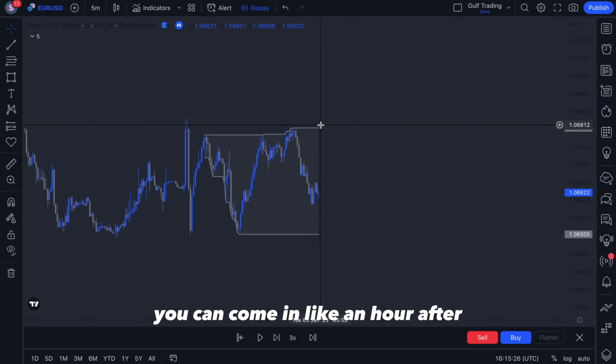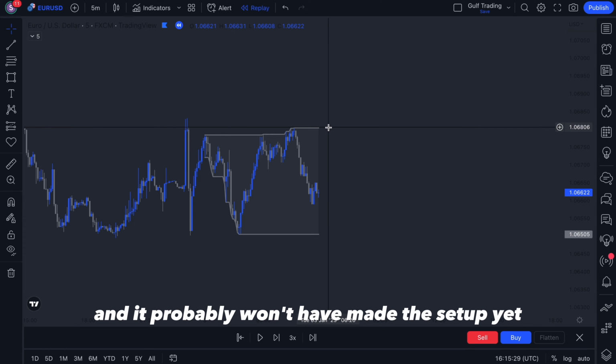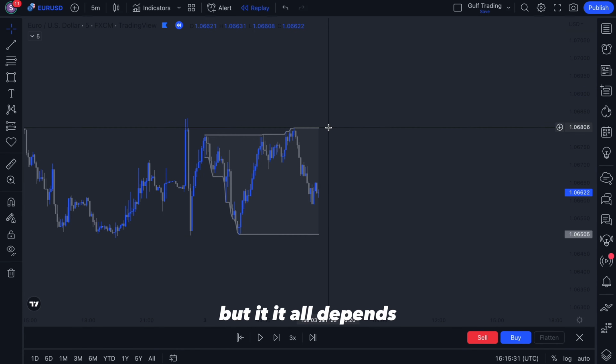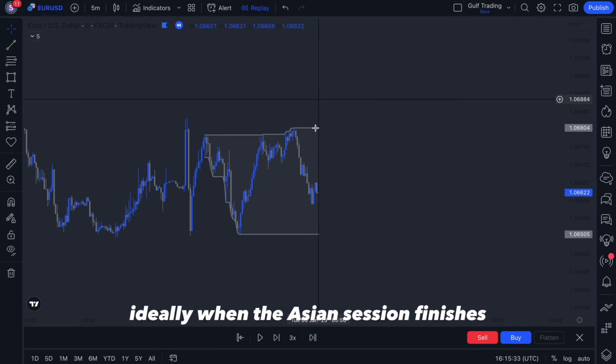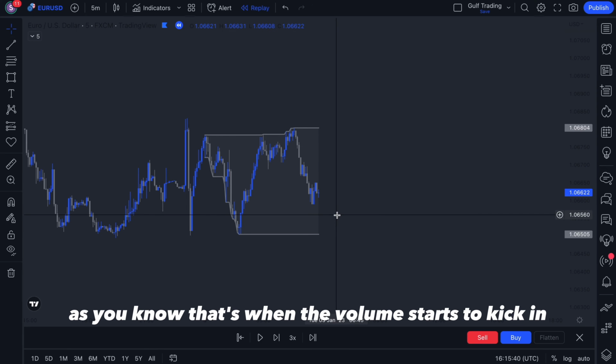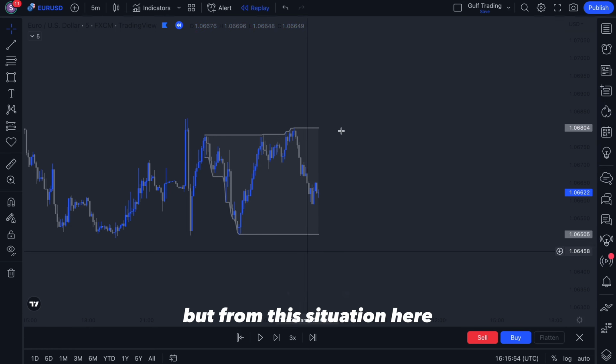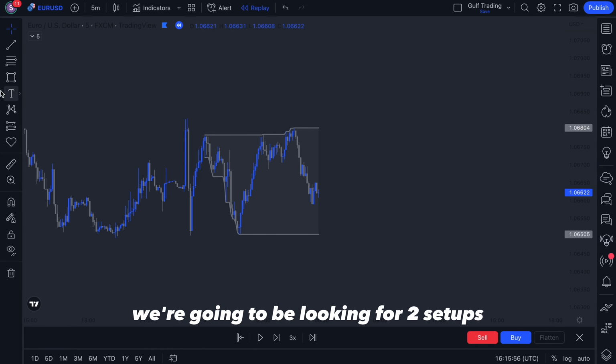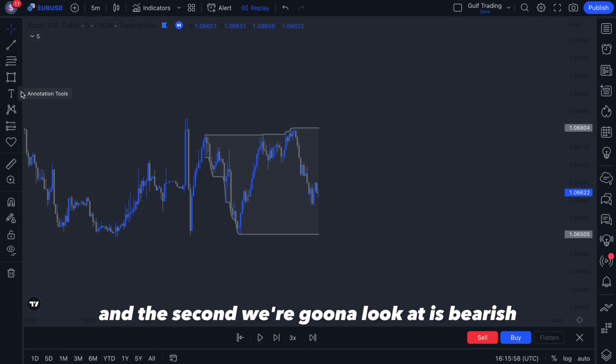You can come in like an hour after, and it probably won't have made the setup yet, but it all depends. You want to be at the charts ideally when the Asian session finishes and we start to move into London Open, because as you know, that's when the volume starts to kick in. But from this situation here, we're going to be looking for two setups. First is going to be bullish, and the second we look at is bearish.